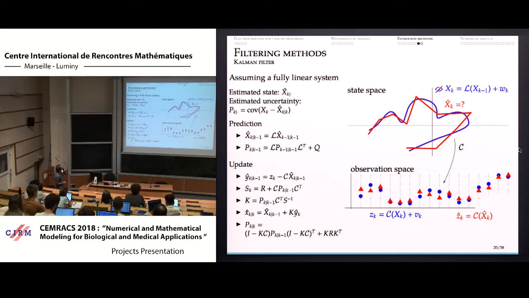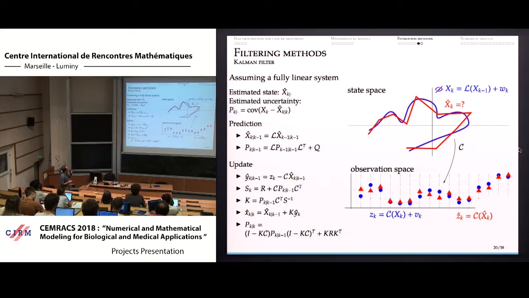So to finish, I would like to present what we did with the Kalman filtering. Very quickly, the Kalman filter in the linear case. What we want to do is to estimate a given state, which is the true state, denoted by x.